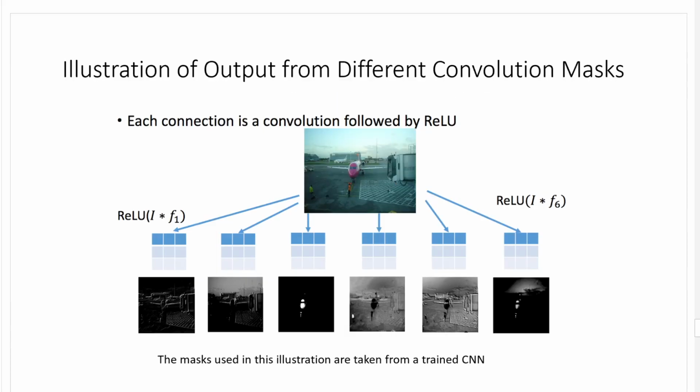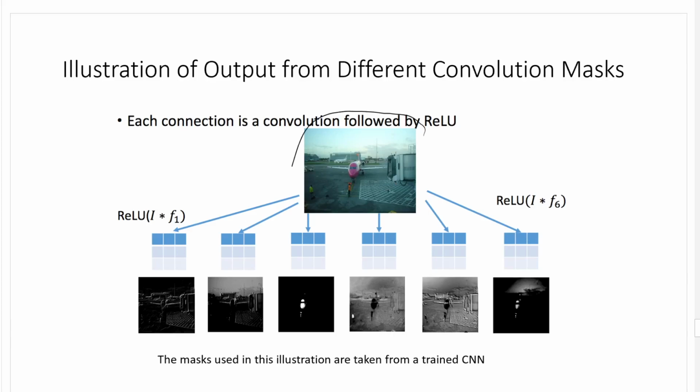The previous slide showed you the output of the convolution layer using filters that were basically customized, and those customized values had no relationship with the features we wanted to extract or the classification task we wanted to perform. Here is an illustration of output from different convolution masks taken from a trained convolutional neural network which has been trained to perform a certain classification task.